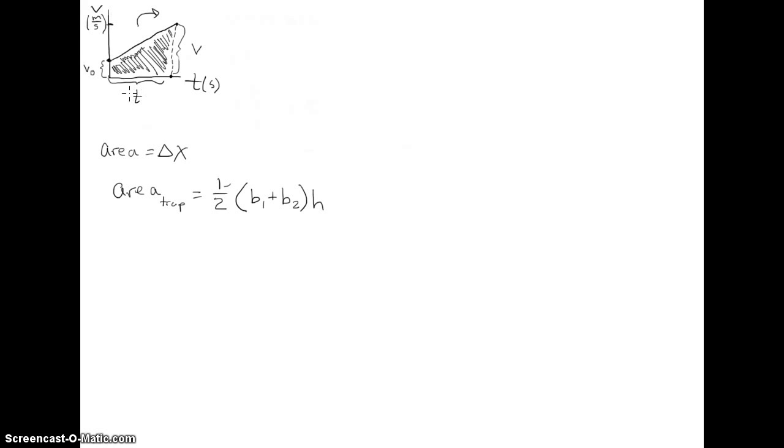So we have t. Our area is equal to delta x, which is 1/2 base 1, which is v naught, it doesn't matter which one we choose, plus base 2, v, times t, which is our height. So v naught, t, and v. This is our equation number 2.